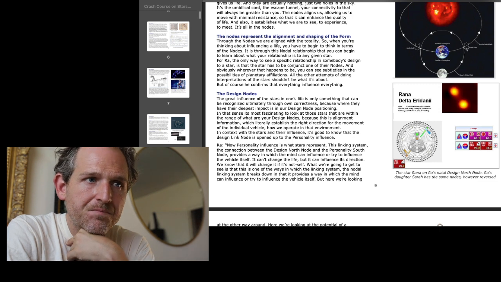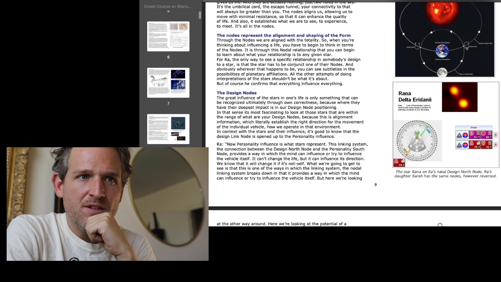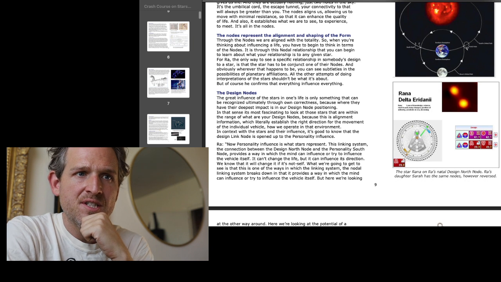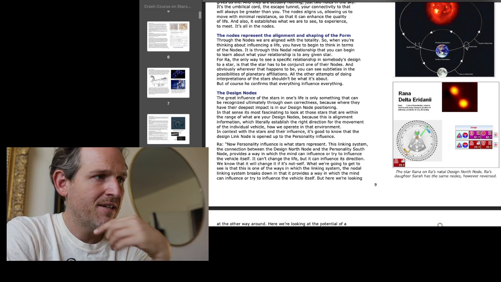So in that sense, it is most fascinating to look at those stars that are within the range of your design nodes, because this is alignment information, which literally establishes the right direction for the movement of the individual vehicle, how we operate in that environment.